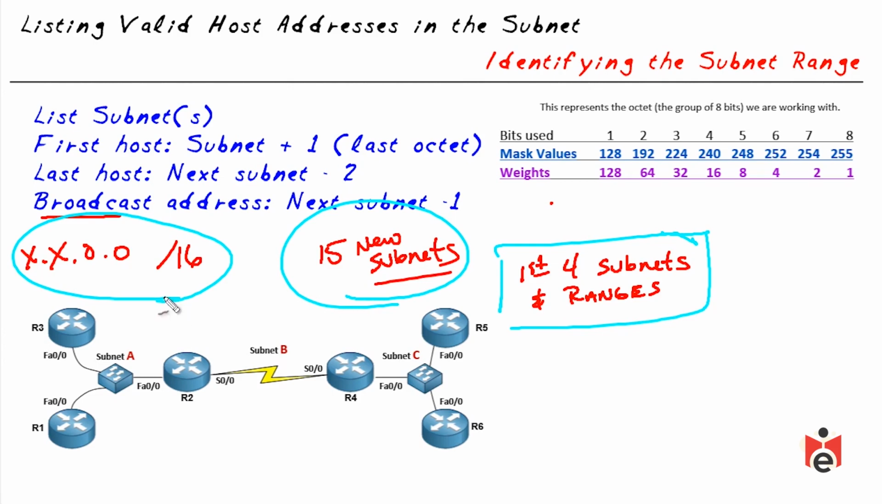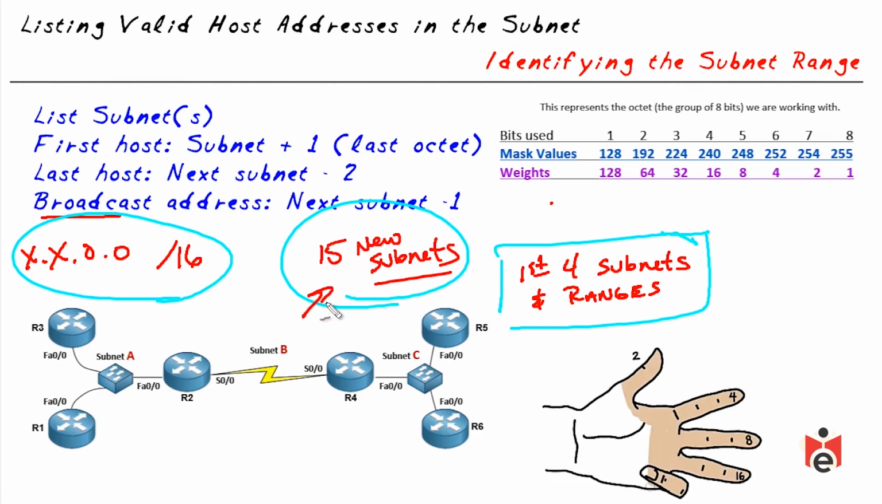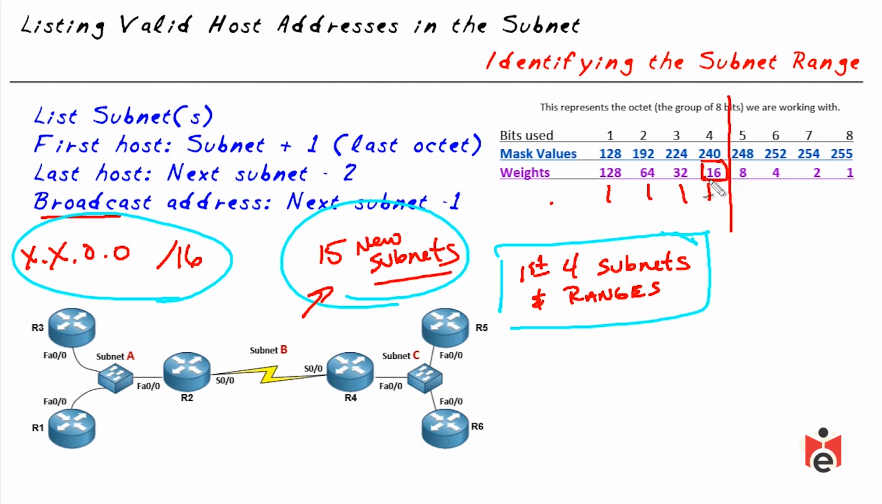First of all, we have this /16 network. We need 15 new subnets. So, of course, we're going to do the finger game to identify how many bits we have to take away from host addresses to create at least 15 new subnets. The answer is 4 fingers, or 4 bits. And that new mask would look like this. There's our dividing line. There's our block size of 16, and the first 4 subnets would be 0 for subnet 0, 16, plus 16 more is 32, plus 16 more is 48.